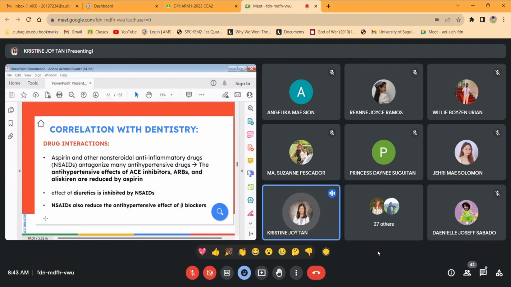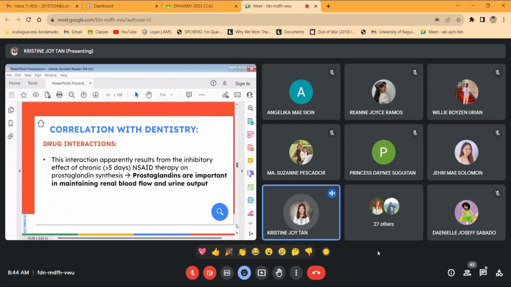So take note, NSAIDs also reduce the antihypertensive effect of your beta blockers, so yung mga olols. So take note always of the drugs of your patient, especially for hypertensive patients na magpapakonsult sa inyo or may gagawan kayo ng procedure. So take note of their medicines, kung ano yung mga pwedeng mag-cause ng reduction ng effect ng drugs nila. So, pag ganyan, pili kayo ng other drugs na pwede nyo gamitin din sa patient nyo. So, na-discuss naman na natin yung mga analgesics.